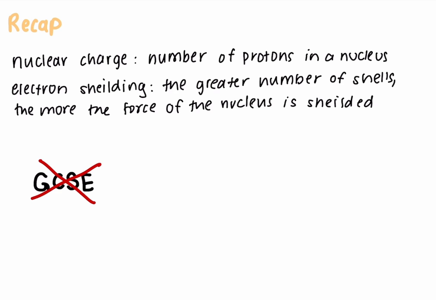But some of the things you might want to know is nuclear charge. That's the number of protons in a nucleus. Something new we learned is electron shielding. That's the fact that the greater number of shells, the more the force of the nucleus is shielded from the valence electrons. You'll also need to know atomic number and atomic mass as well.